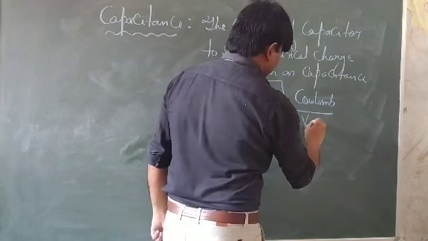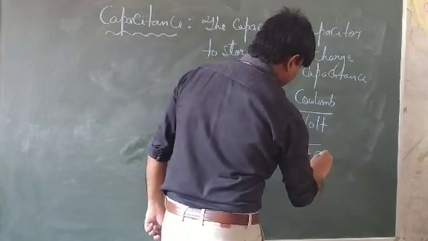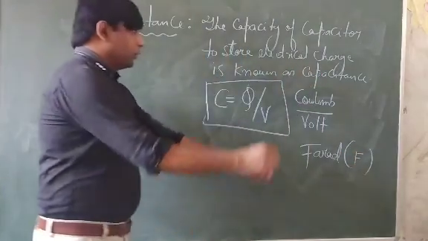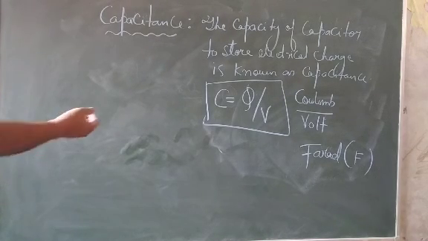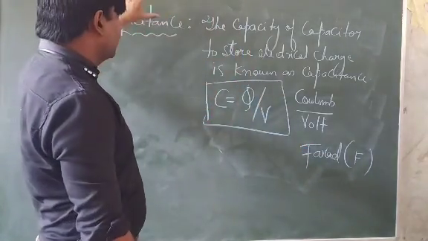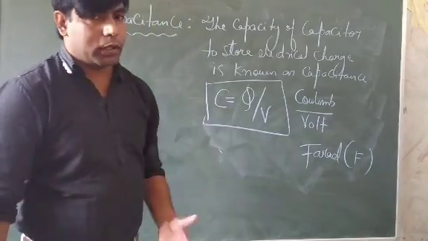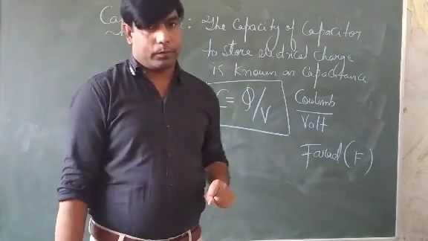And the voltage unit is volt, and this is called farad. That is, the unit of capacitance is farad, denoted by capital F. So a capacitor is an electrical device, and capacitance is its property, a physical quantity. It is a measurable quantity, that is Q by V.